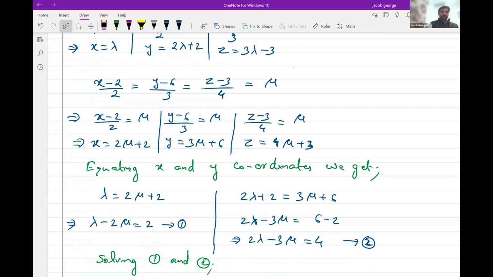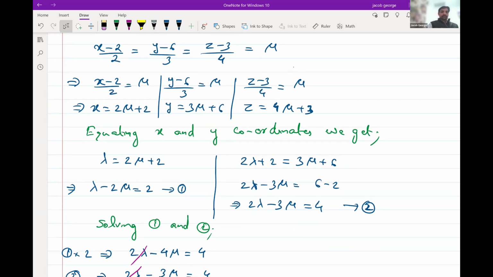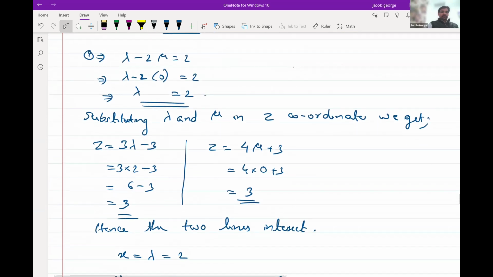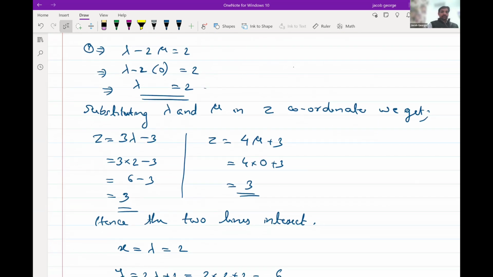I repeat: equate the first line to lambda, write x, y, z. Second line to mu, write x, y, z. Then equate 2 coordinates, x and y, or y and z, whatever it is, and find lambda and mu. After finding lambda and mu, if they intersect, the z coordinates will be equal. If they are skew lines, if they don't intersect, the z coordinates will be different. Here, we substitute lambda and mu in the z coordinates, and we found they are equal. Are you getting the points? They are equal means, what do you conclude here? The 2 lines intersect because the z coordinates are also the same, and we write the point of intersection. Point of intersection means the values of x, y, and z.